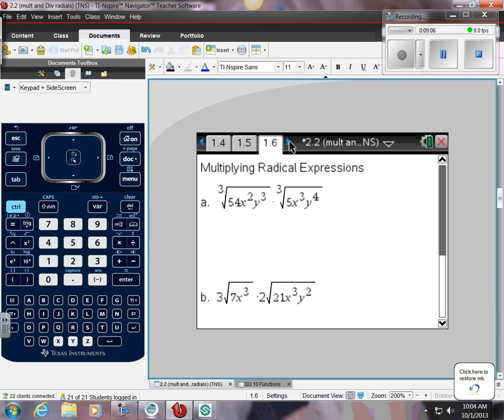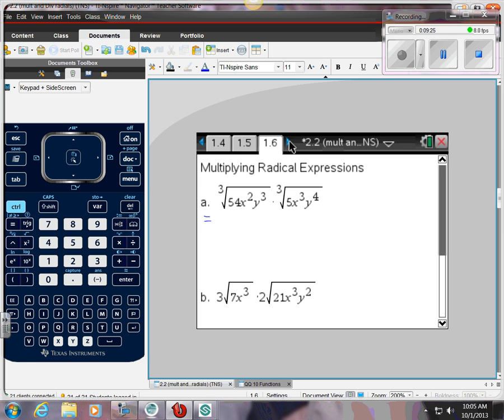All right, let's look on the next page. Let's get a little bit harder with multiplication, okay? Now, your rule is you multiply first, you reduce second. As long as they have the same index, you can multiply those radicands, right? So if we're looking at A, we're going to start by multiplying. Do we have the same index? Yeah, what's my index? 3. Great. Okay, so we're going to start by multiplying those radicands.